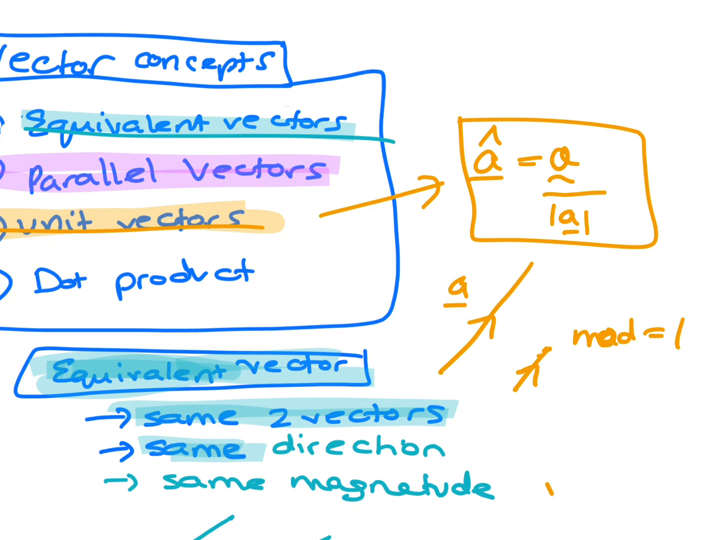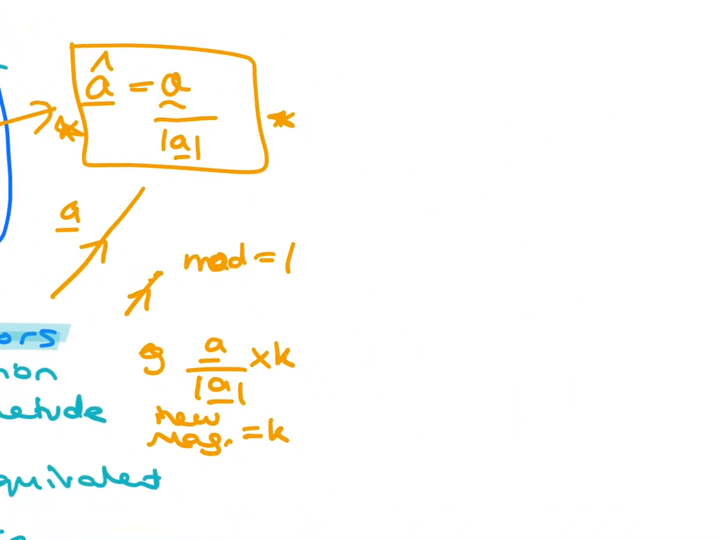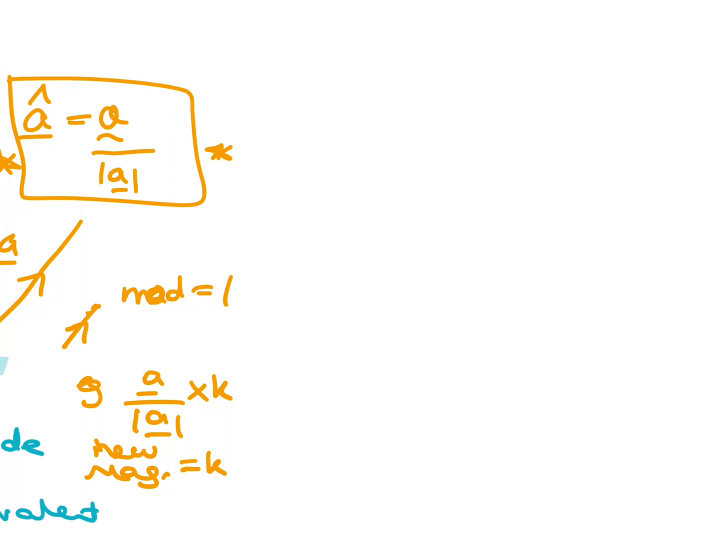This is quite a powerful tool, because once you've got a unit vector, if you multiply a unit vector by a scalar, say k, then the new magnitude will just be k. So we're just going to look at a couple of things using that rule. First of all, I want you to find the unit vector of these.